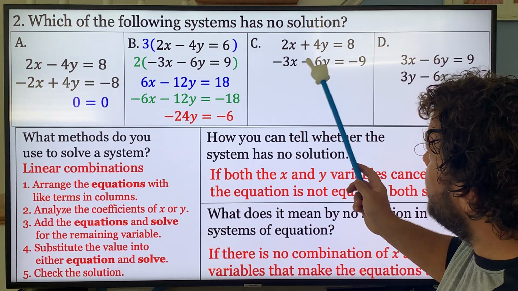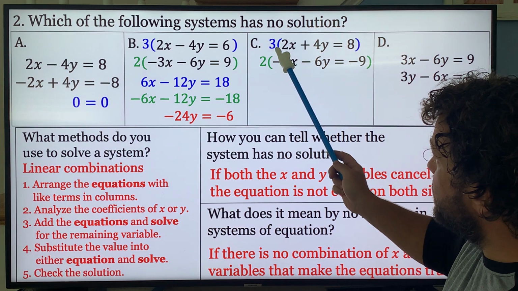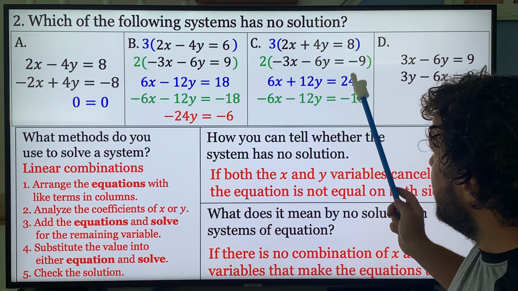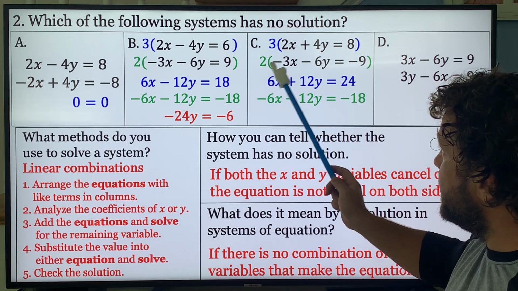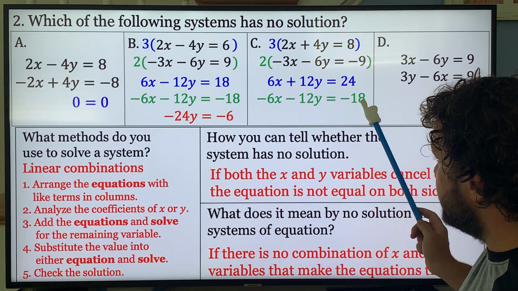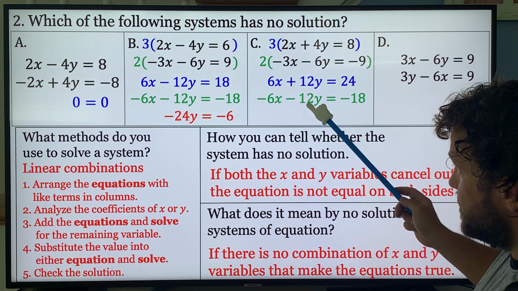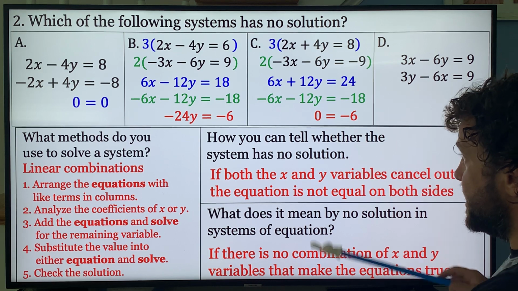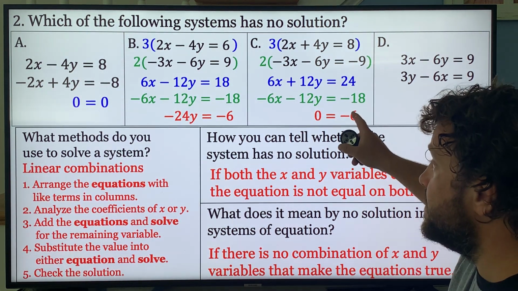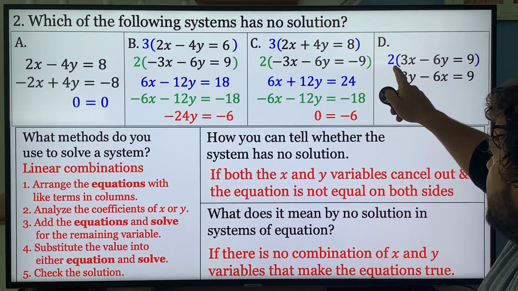So we're good. Right here, I'm going to try to eliminate the x's. So 3 times this is 6x plus 12y equals 24. Negative 6x, to make these cancel out, minus 12y equals negative 18. Now look what happens here. The x cancels out, gives 0, and this becomes negative 6. This isn't true. That will never be true. Since that's never true, you know what that means? No solution.